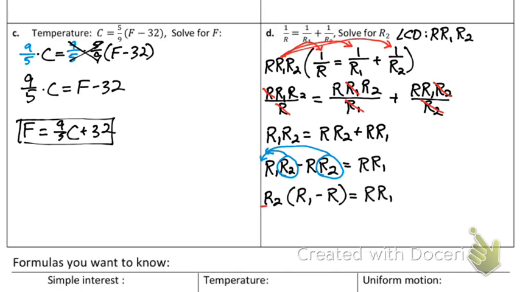The last thing I need to do is divide both sides by that quantity r sub 1 minus r. Divide this side by quantity r sub 1 minus r. And that's going to leave me with r sub 2 equals r sub 1 all over r sub 1 minus r.